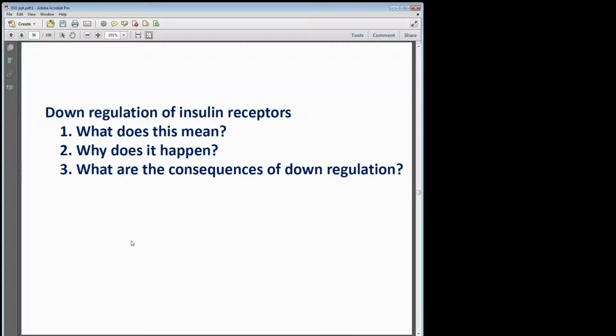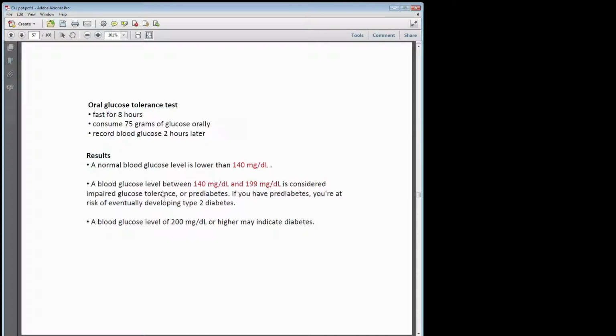Downregulation of insulin receptors. What does this mean? We just went over this, or at least touched base on it. Downregulation of the receptors means that if you have fewer receptors, you need more insulin in order to trigger the same response. What are the consequences of downregulation? Why don't you think of a few? I just gave you an outline for what this could lead to, so go with it.